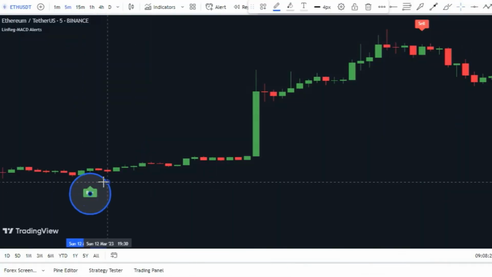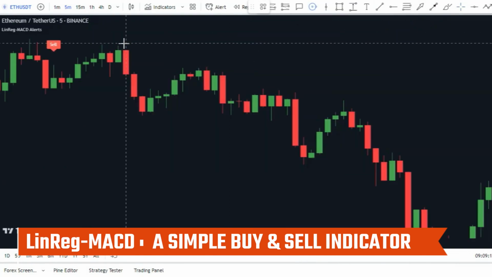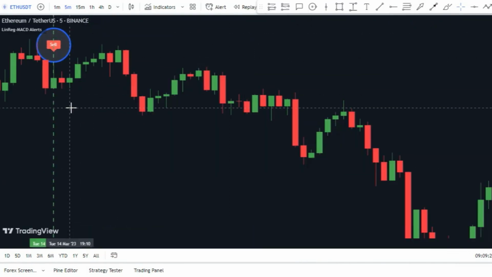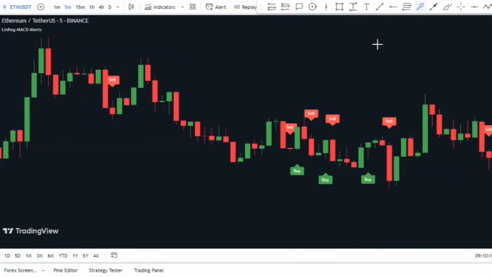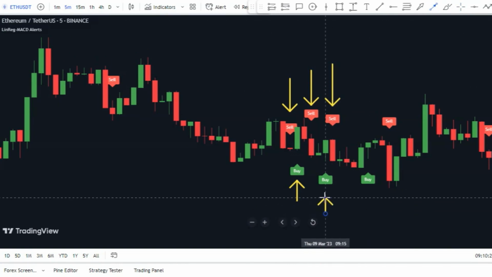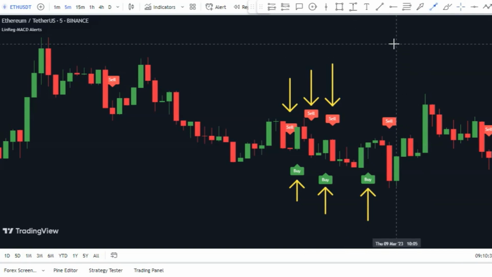The Lean Ridge MACD indicator is a simple buy and sell indicator. But I don't recommend entering the trades based on this indicator on its own, as this can lead to increased drawdown percentages. So let's complete the strategy by adding some more tools.